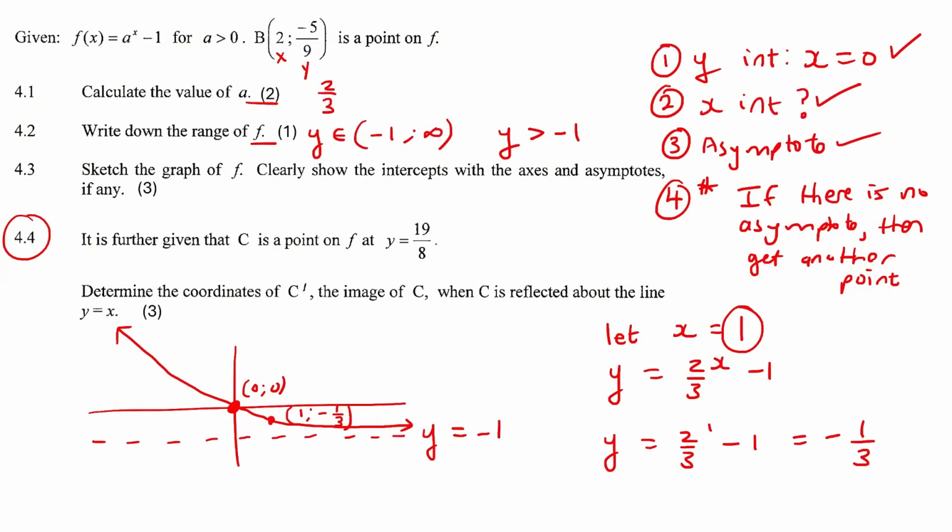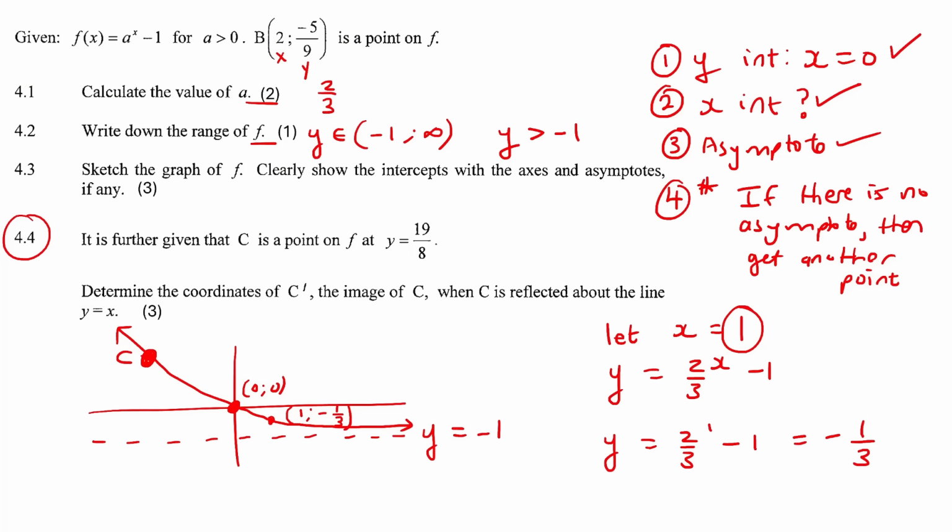If it is further given that C is a point on f at y equals 19 over 8. Okay, so 19 over 8, if I was a student, I would immediately type that in on my calculator just to get an idea. Okay, it's 2.37. So it's somewhere up here. So I know that the y value is there. So where is that on my graph? Well, that's the point that they're talking about, because that's the only place on my graph that has that y value.